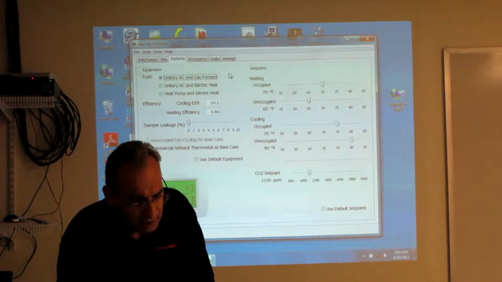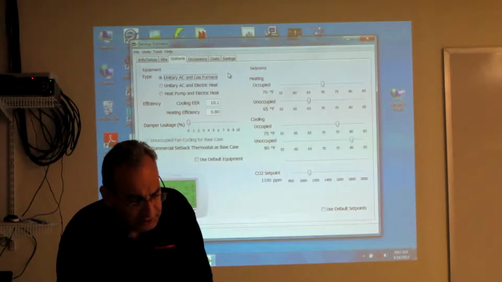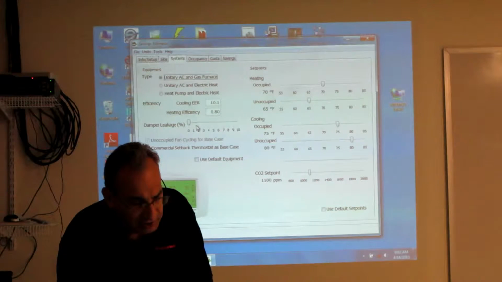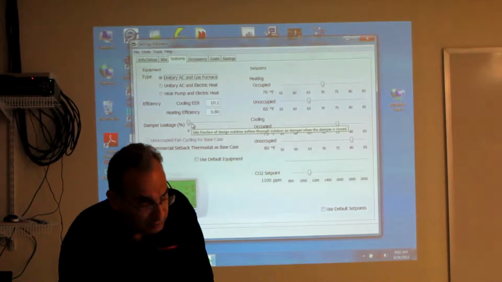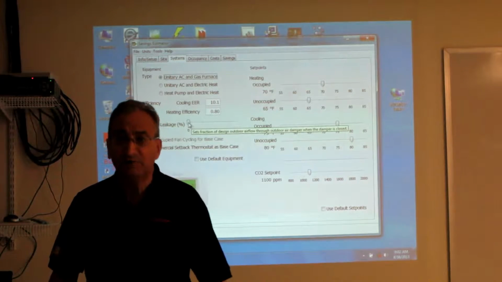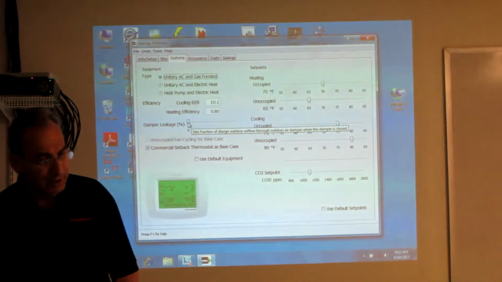Now, is it AC and a gas furnace or AC with electric heat? Here are my choices. The cooling EER, the heating efficiency of 80%. Damper leakage, we're going to use no leakage right now. These are going to be perfect brand new dampers that you're putting in. Okay.